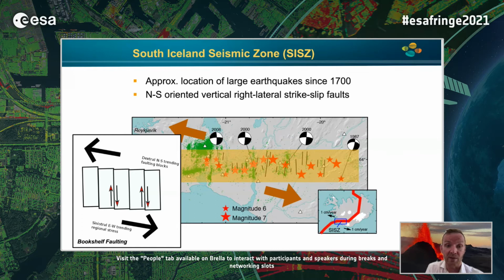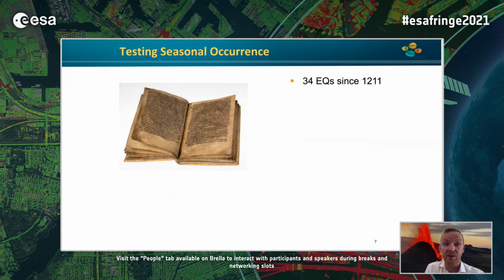So this is where we are looking at these earthquakes, and this is one of the two areas in Iceland where the large earthquakes take place. So what do we know about these large earthquakes? Well, going back in history, there's something like 34 earthquakes in the last 800 years that have been classified as damaging earthquakes. And when you're testing seasonal occurrence, you have to avoid having dependent events. So dependent events, sometimes these events occur in pairs or in sequences of them.